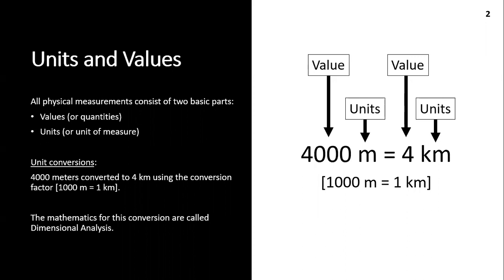Unit conversions. Conversions are completed by using conversion factors. For example, 4,000 meters may need to be converted to 4 kilometers using the conversion factor of 1,000 meters equals 1 kilometer. The mathematics for this conversion are called dimensional analysis.